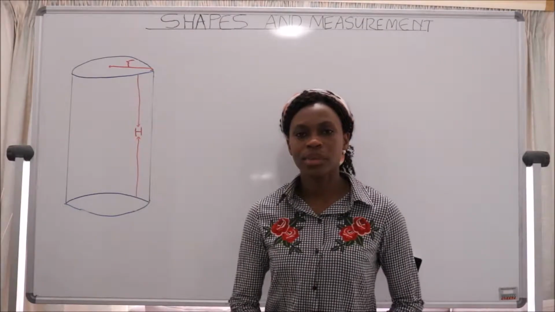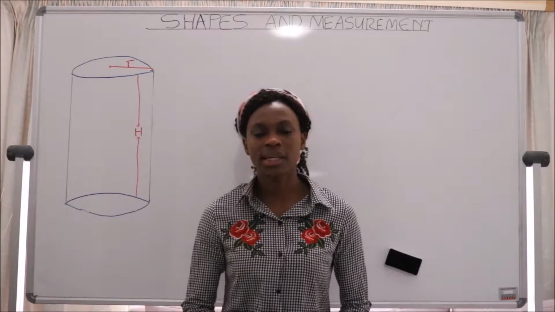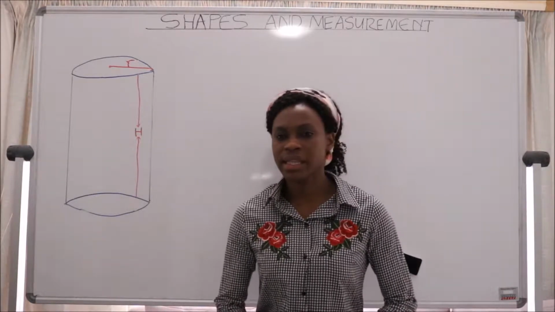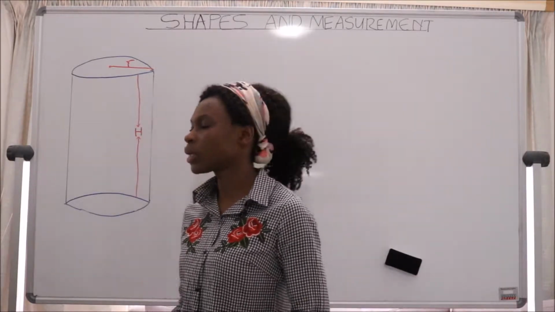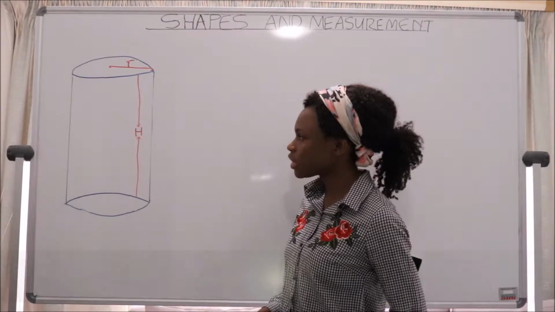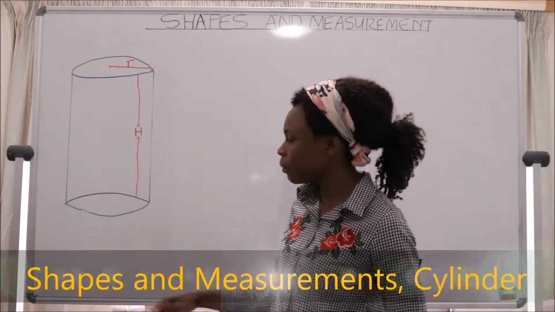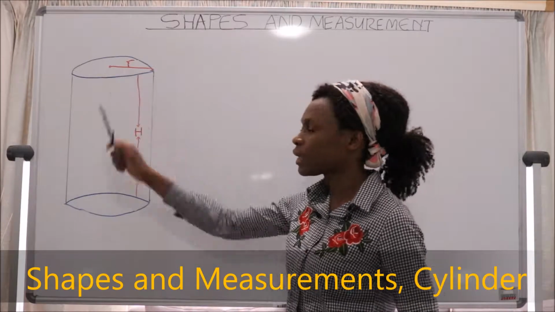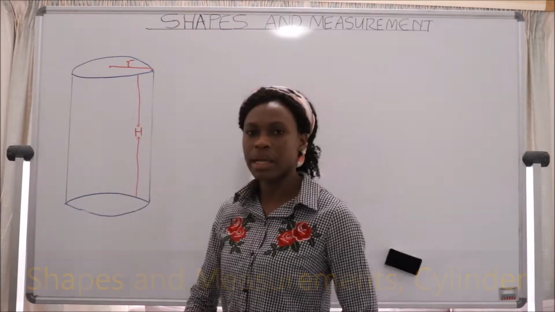Hi guys, my name is Mochekwa Alintangeni with Maths XYZ, and today we'll be looking at shape and measurement. The shape that we'll be looking at is a cylinder. As you can see from the whiteboard, a cylinder is made up of two circles, which are the bottom and the top circle, and also the rectangle in between.